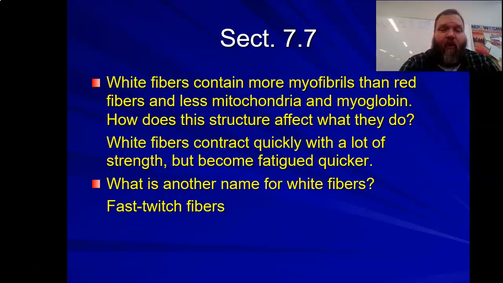White fibers contain more myofibrils than red fibers and fewer mitochondria and myoglobin. How does this structure affect what they do? White fibers contract quickly with a lot of strength, but become fatigued very easily or faster. Another name for a white fiber is fast twitch fiber. White fibers are fast, red fibers are slow.